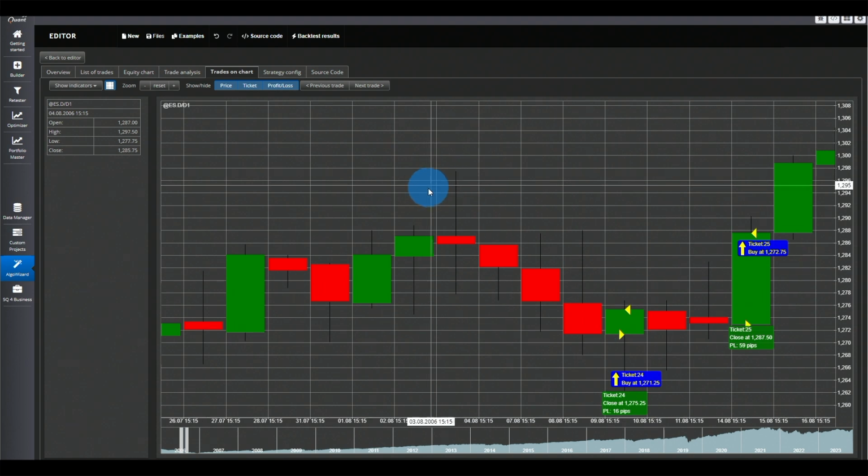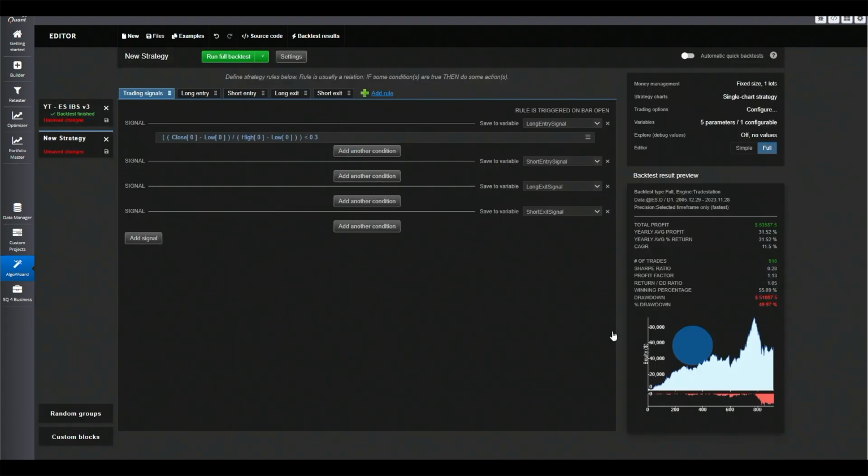So the code is working very nicely. Now, why do I do this? It's just to find if there is a raw edge in the strategy.